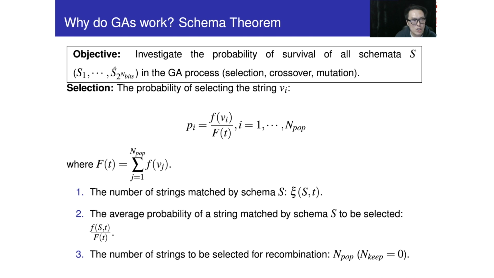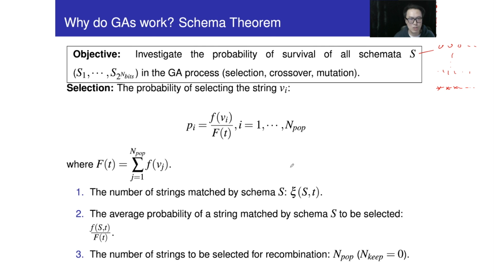Now I'm going to define the objective. That is what we would like to investigate. This text box just summarizes the objective: we would like to investigate the probability of survival of all the schemata S. This schemata S ranges from all 0, 0, 0 to all star, and in between we have all 1 as well. So when we are given a schema, we would like to know whether this schema will survive to the next iteration.